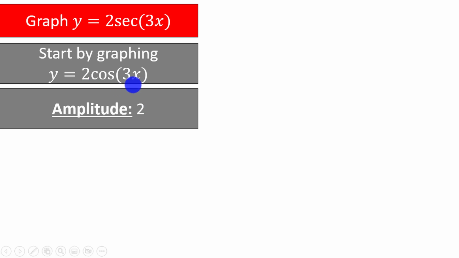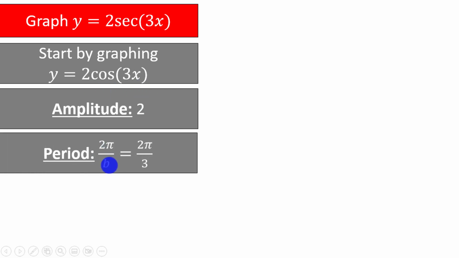This function also has a change in period, indicated by the value multiplying x. In general, we call the value that multiplies x b. You can find the new period by taking 2 pi and dividing by b. So that means for this cosine function, the period is 2 pi over 3.